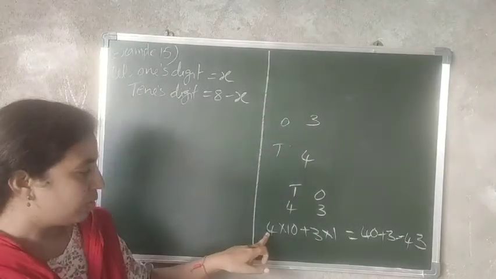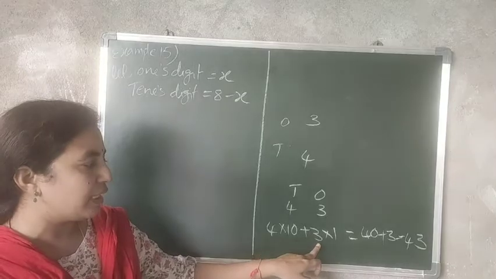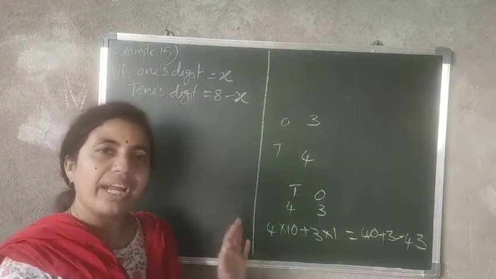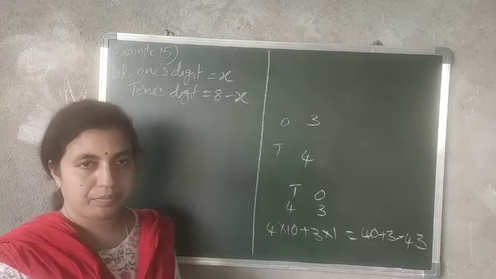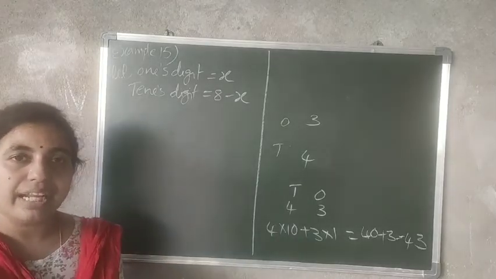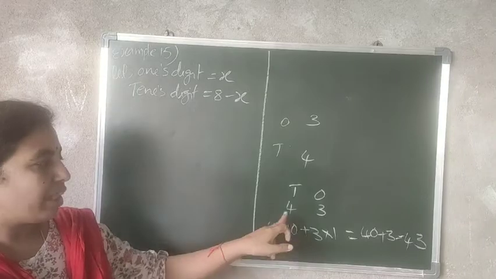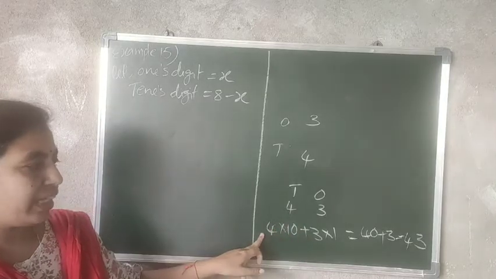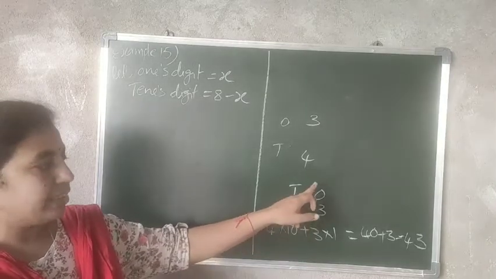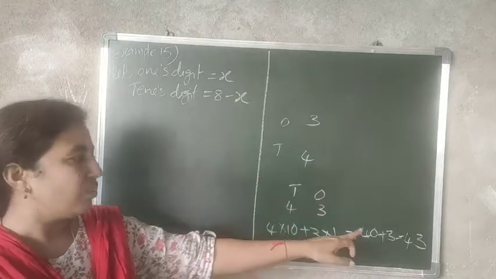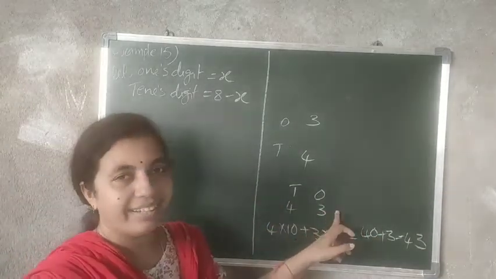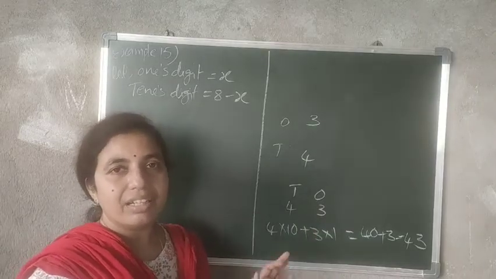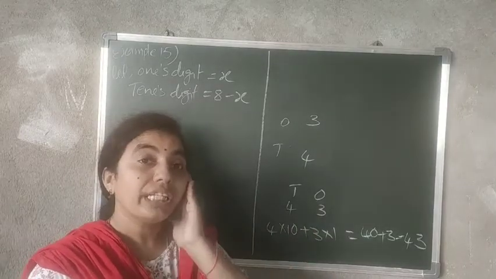When you know this is tens digit and this is ones digit, how will you write that particular number? Using its place values and its place. First, 4 is in tens place, so place value of 4 is 40. And 3 is in ones place, so place value of 3 is 3. So when you add these two, you will get the total number 43. Like that you will get the actual number when you know the digits.